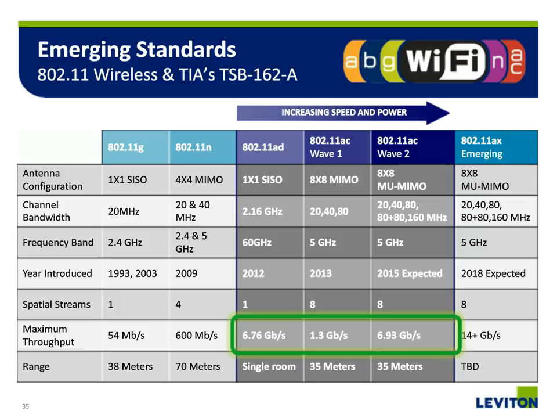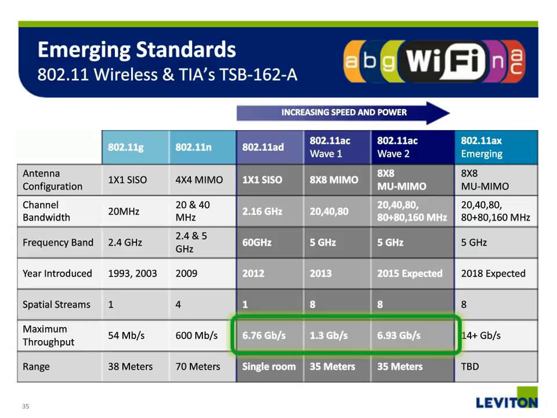One thing I do want to point out, the range. When you jump from 802.11n at 70 meters, you cut the distance in half when you go to AC. You can think about that as I've just doubled the number of access points that I need to put into my building in order to have the same coverage. That's a very important aspect to keep in mind when you're designing for wireless access points.